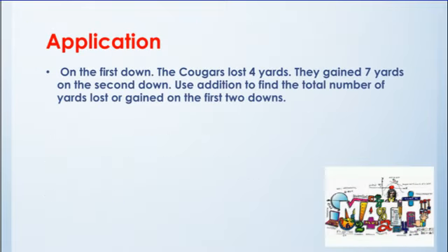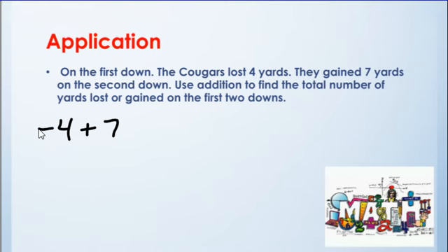So look at an application problem here. On the first down, the Cougars lost 4 yards. So if I want to show lost 4 yards, that's a negative 4 yards. Next part, they gained 7 yards on second down. So they gained 7, so plus 7. Use addition to find the total number of yards lost or gained on the first two downs. So you can see I already have my addition problem, a negative 4 plus 7.